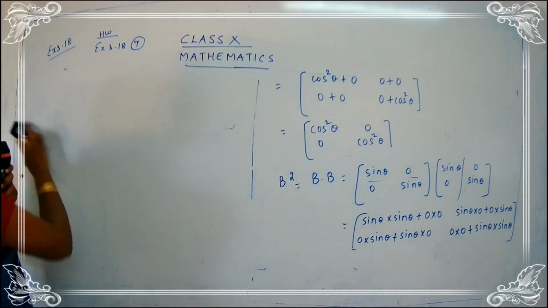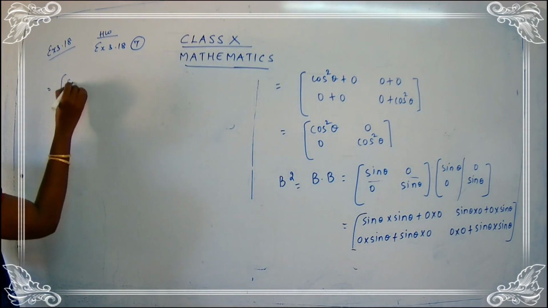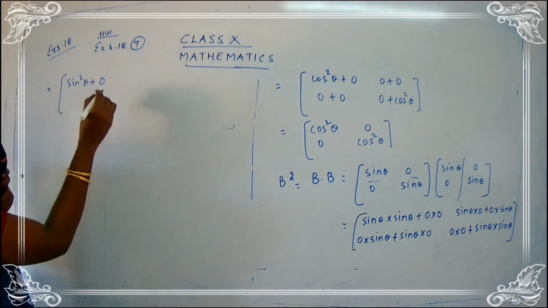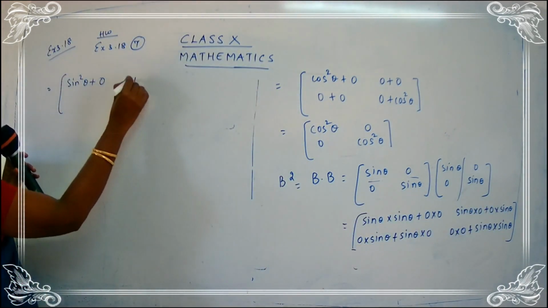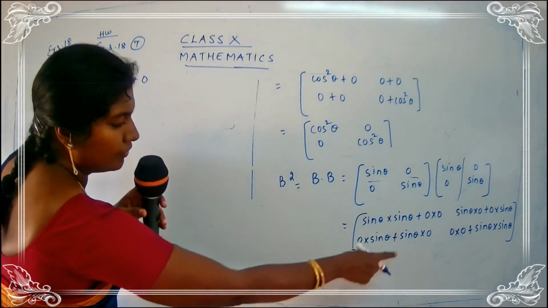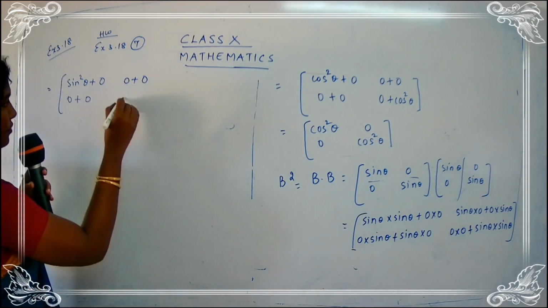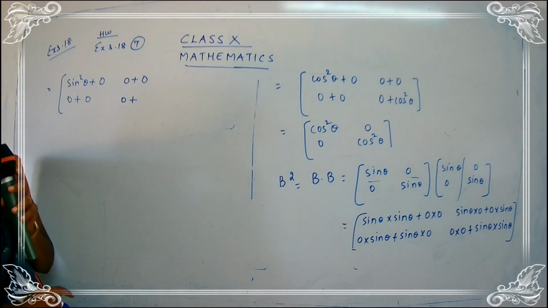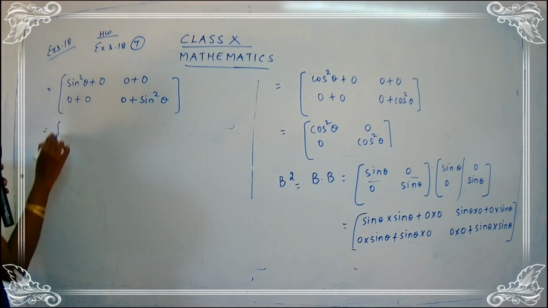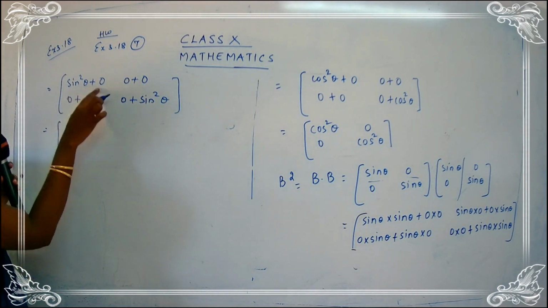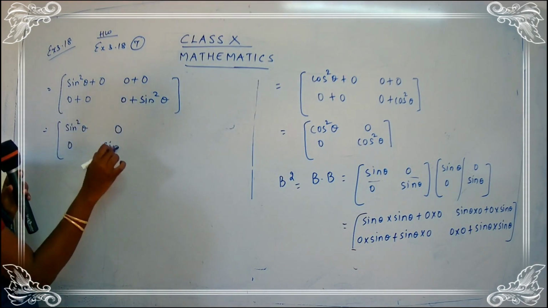I'll just continue the steps over here. So sin theta into sin theta gives you sin square theta plus 0. Sin theta into 0, 0. 0 into sin theta, 0. So 0 plus 0. 0 into sin theta, 0. Sin theta into 0, 0. So 0 plus 0. 0 into 0, 0 plus sin theta into sin theta, sin square theta. So now let's go for the addition part. So this is sin square theta. Anything added to 0, sin square theta, 0, 0, sin square theta.